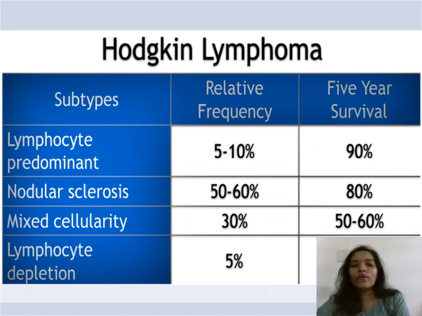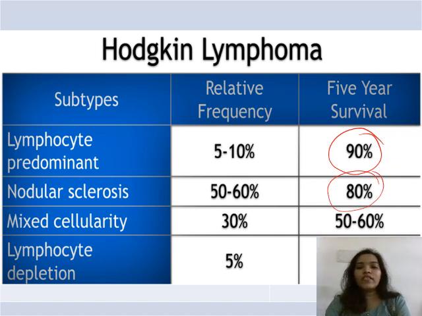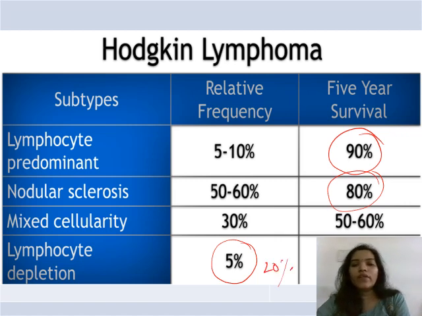Based on the types of Hodgkin's lymphoma, the relative frequency and the 5-year survival rate are as follows. The lymphocytic predominant will have the highest survival rate, and it will have a very good or excellent prognosis, followed by nodular sclerosis type. And lymphocyte depletion is very rare, and it will have a very, very low survival rate of only 20%. So it will have a very poor prognosis.